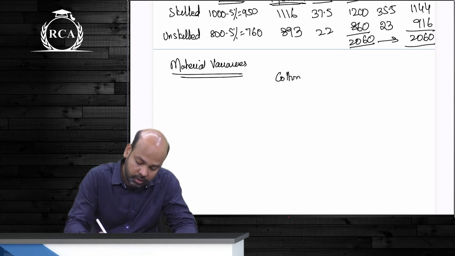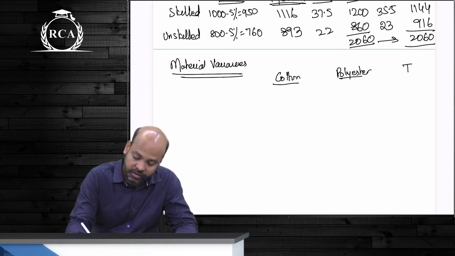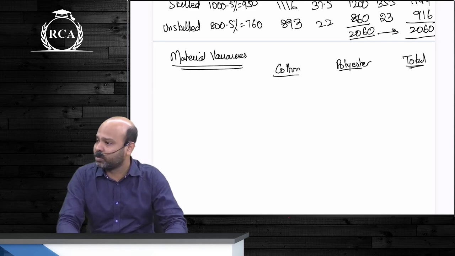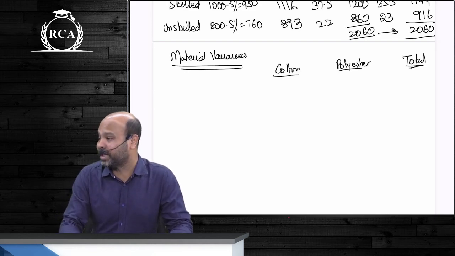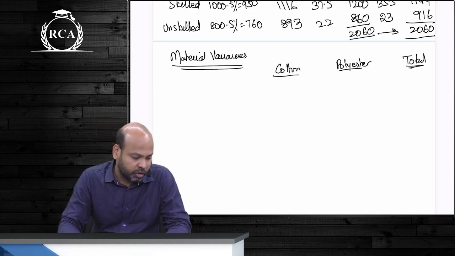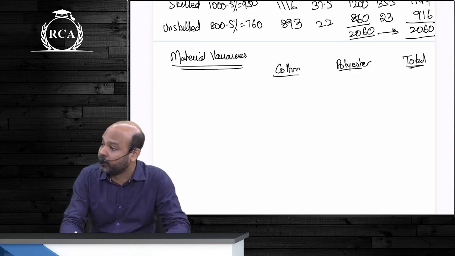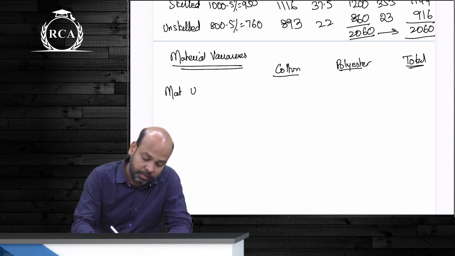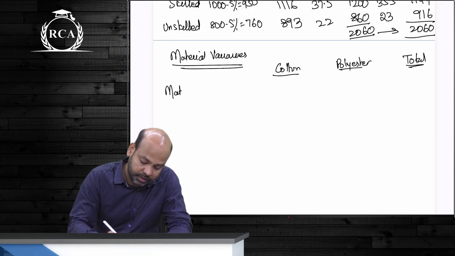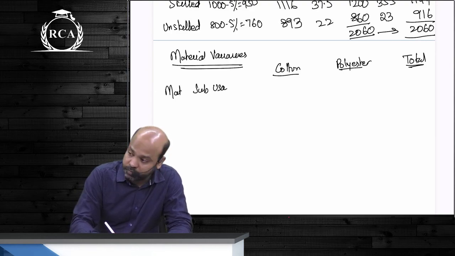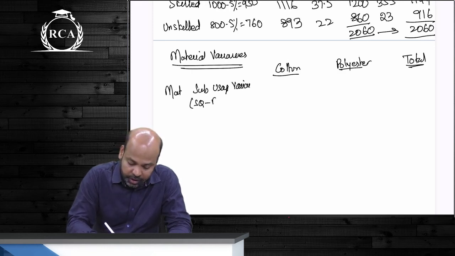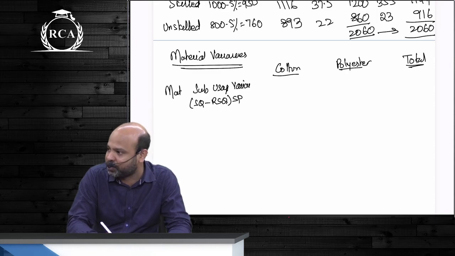Cotton, polyester, and total. Starting with what, guys? Whenever we compute these variances, we start with the last element, beta. So you'll start with material sub-usage and material mix variance. Sub-usage variance is also known as yield variance. Correct, guys? So material sub-usage variance. What is the formula? Standard quantity minus revised standard quantity multiplied by standard price.